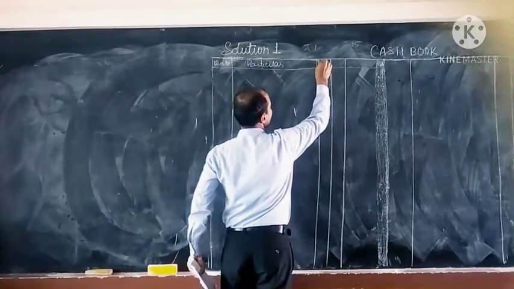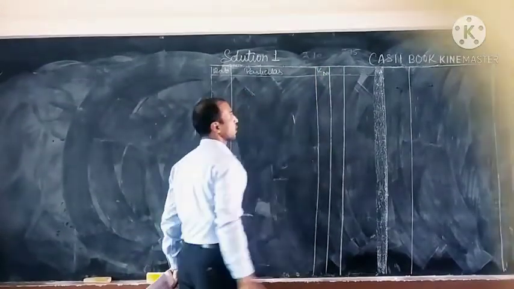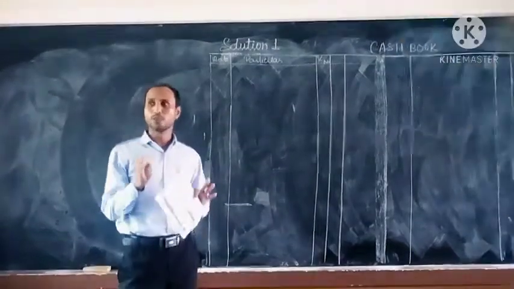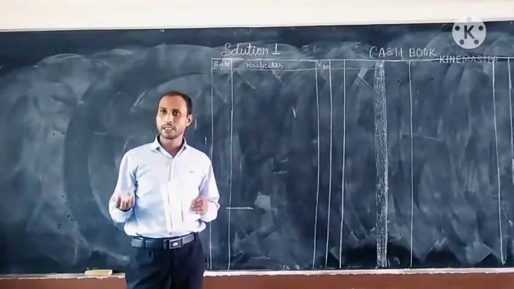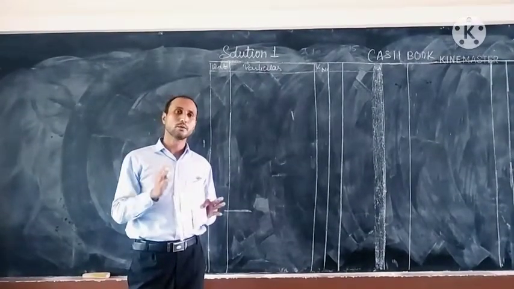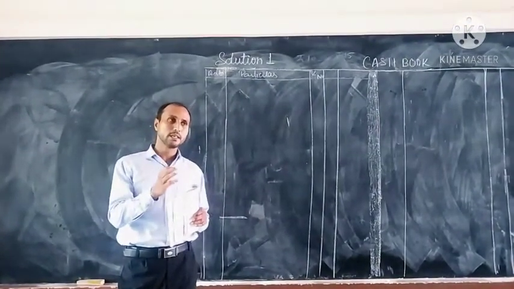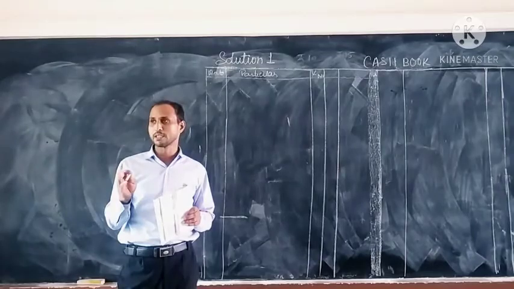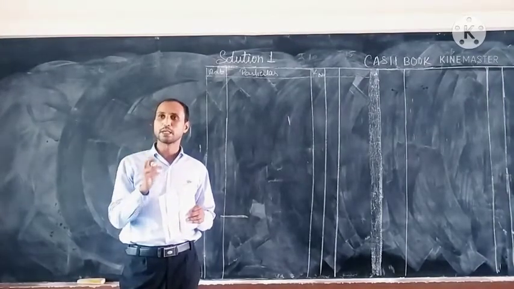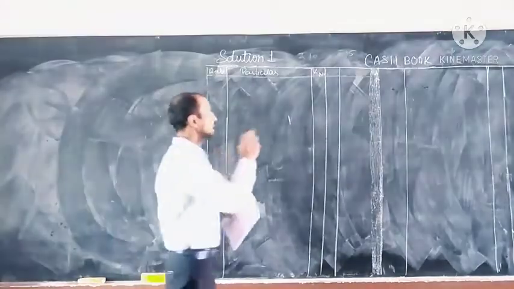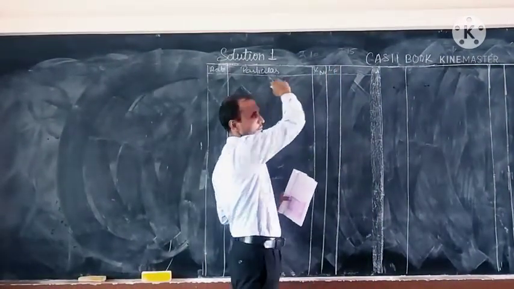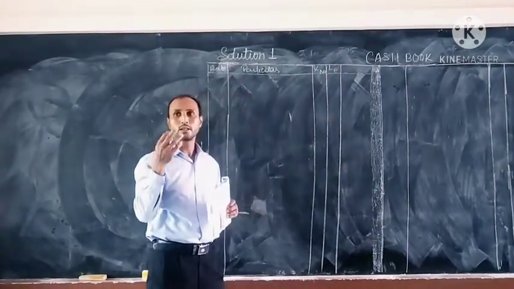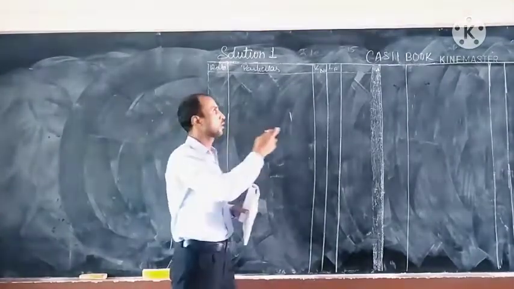then your voucher number. Voucher number is required for what? By which voucher that cash is coming to you and how you are paying that cash. For example, suppose you have purchased furniture, there should be a bill of that furniture. That bill has a certain number, that number should be recorded here. In the same way, here ledger folio, we have already told you that this entry will go to the ledger. There, the page number of that ledger folio should be recorded here.